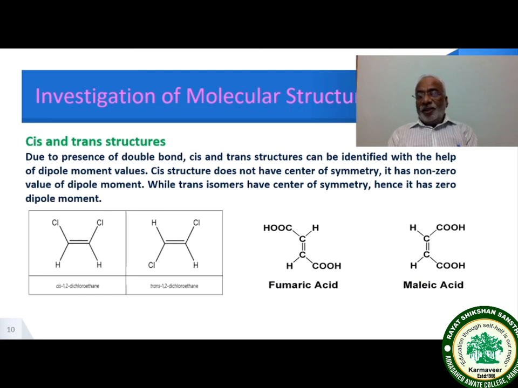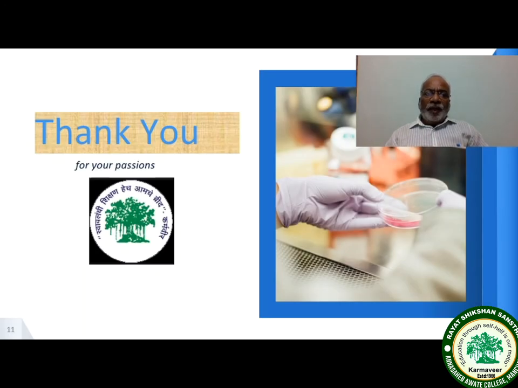While in the cis isomer, maleic acid, the COOH and COOH groups are towards one and the same side. So there is no center of symmetry for that particular molecule, and hence it has non-zero value of dipole moment. So the isomers, whether cis or trans, can be easily identified from the dipole moment values itself. So this is how this simple physical property, dipole moment, is useful to understand the structures or geometry of simple molecules. Now let us stop here.